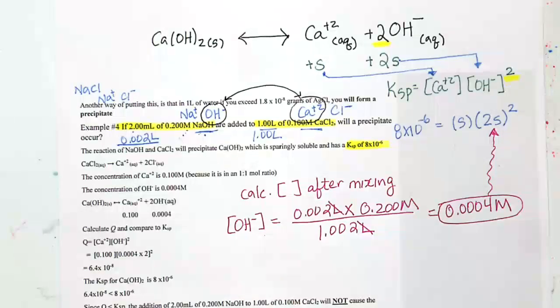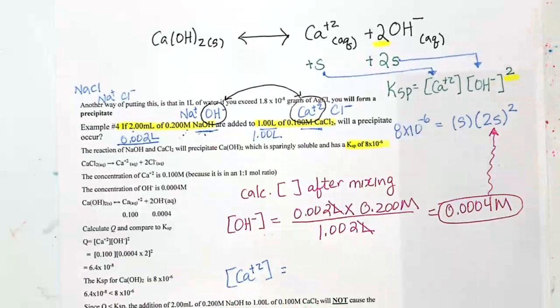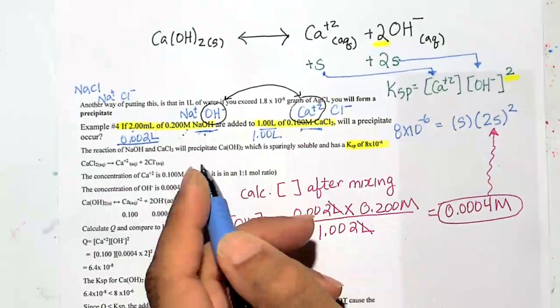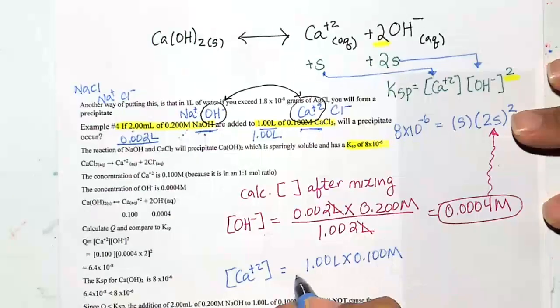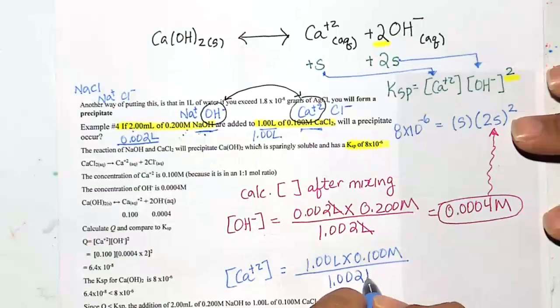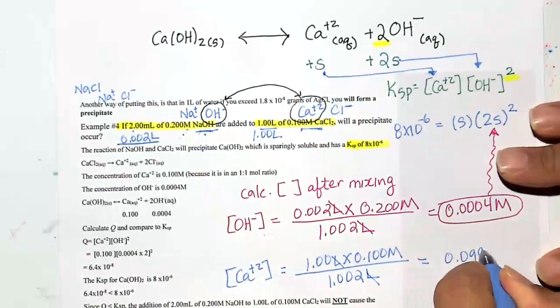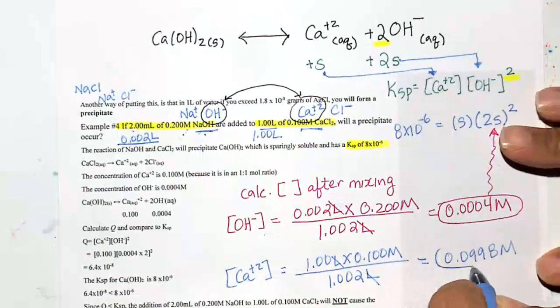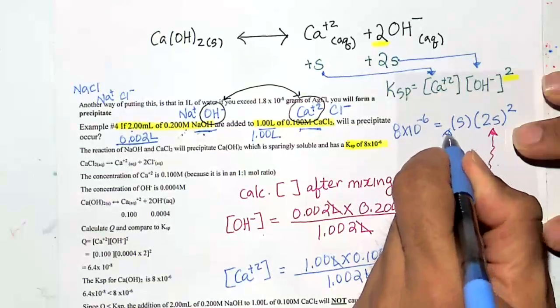Let's do the same thing for the calcium ion. So we have 1 liter times 0.100 molar. Okay, what is our total volume? It's the same, 1.002. The liters cancel. And I'll go ahead and give you that number on my calculator. Let's save some time here. 0.0998 molar. That's calcium ion, and let's put that in here, okay?